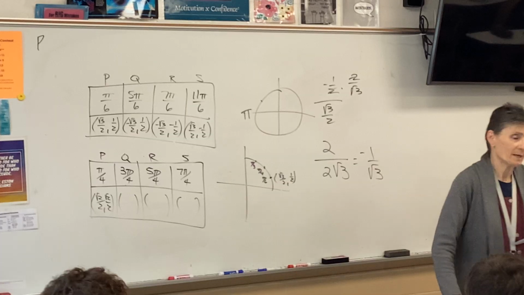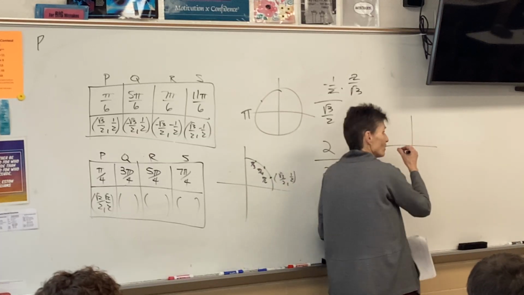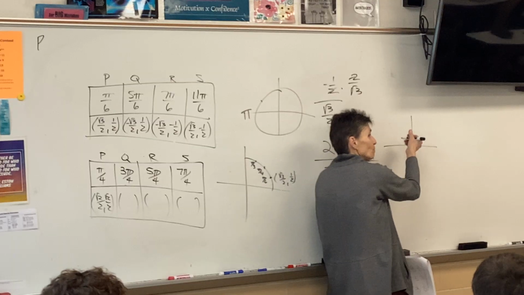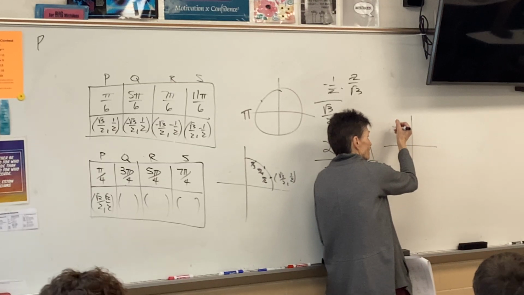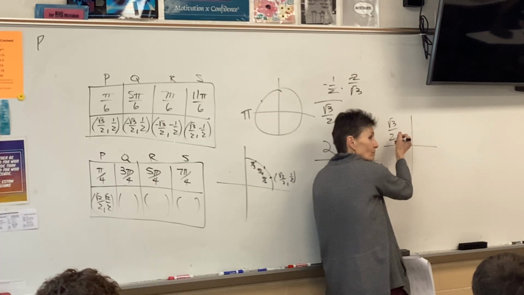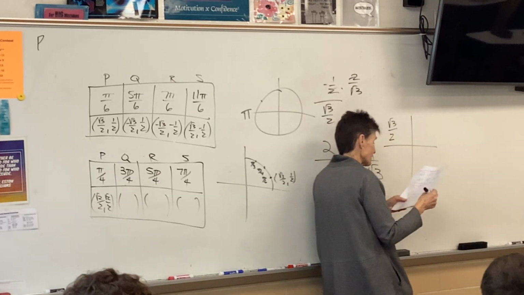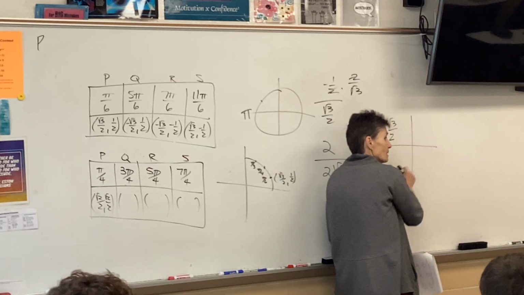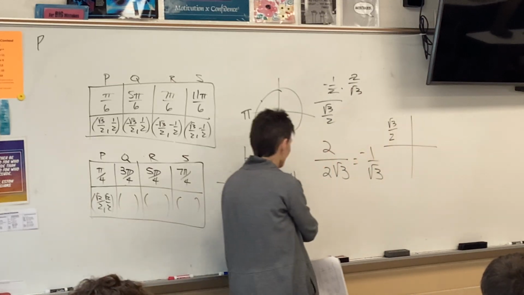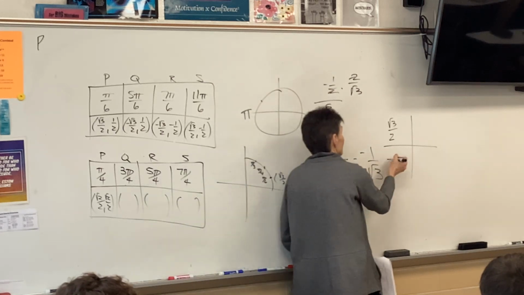What if we evaluated those? What is the sine of 2 pi over 3? The sine of 2 pi over 3 is... Isn't it √3 over 2? And how about the sine of negative pi over 3? Isn't it also √3 over 2, only negative?